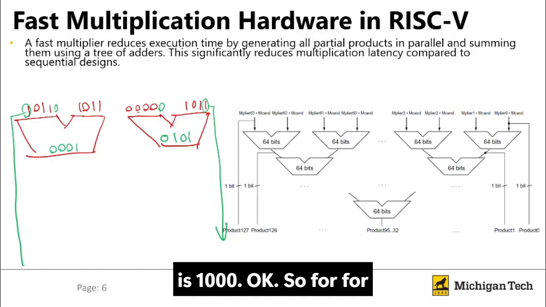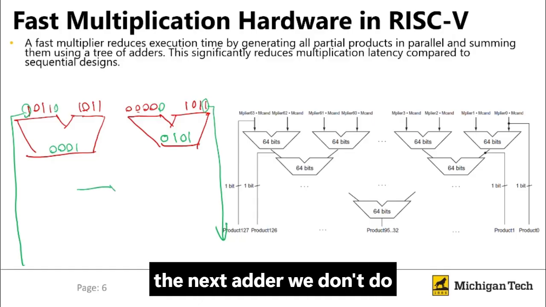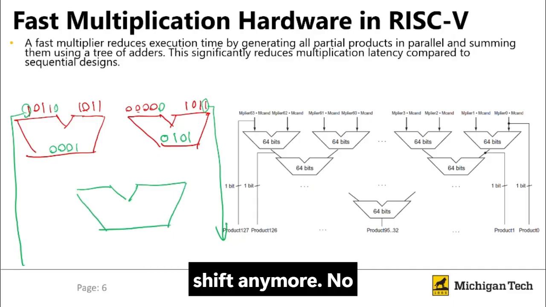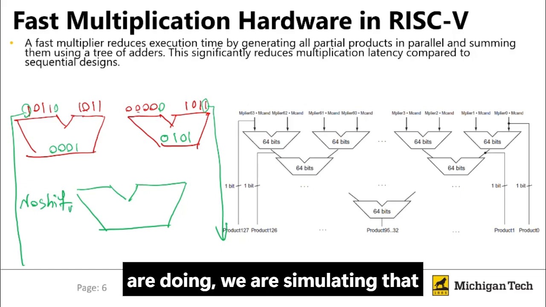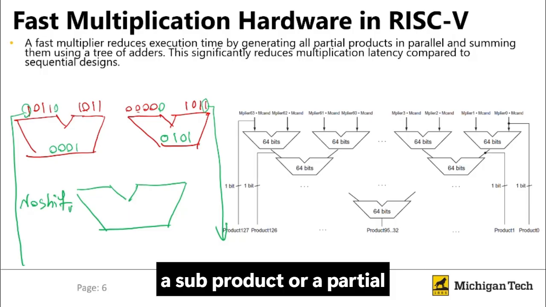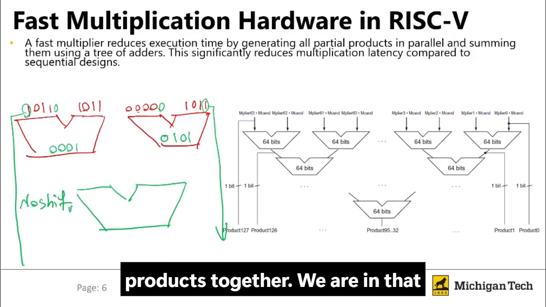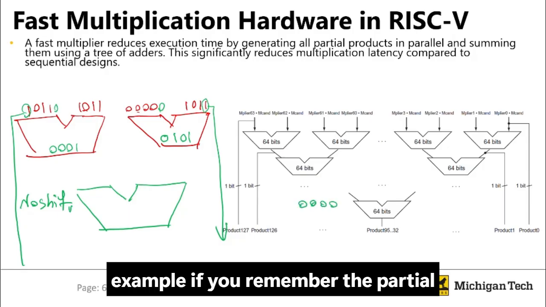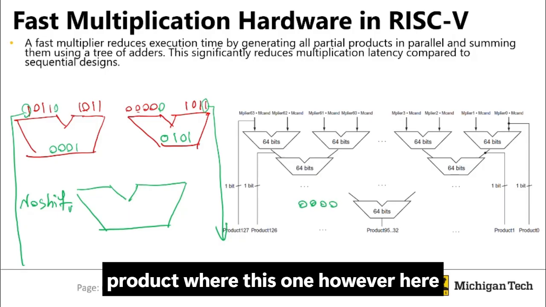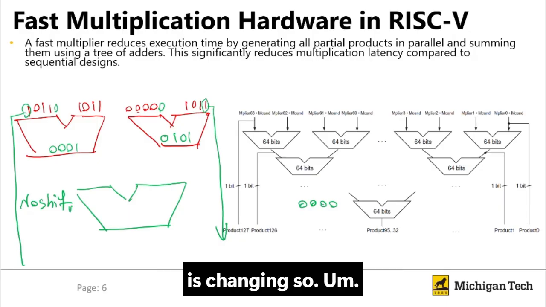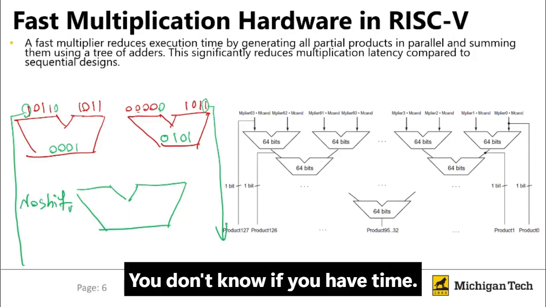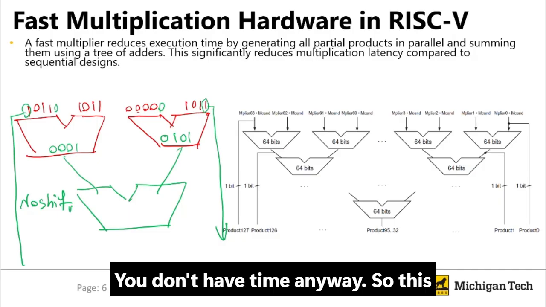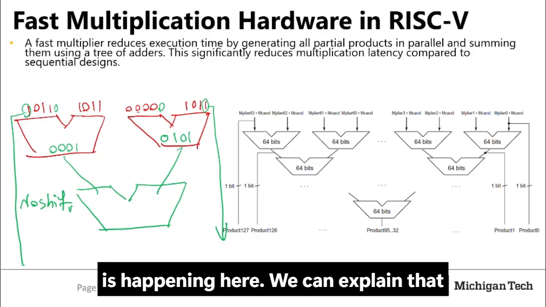Okay, so for the next adder, we don't do shift anymore. No shift, because you know what we are doing? We are simulating adding subproducts or partial products together. In that example, if you remember, the partial products were this one. However, here it's changing. I don't know if we have time. We don't have time. Anyway, so this is happening here. We can explain that later more.